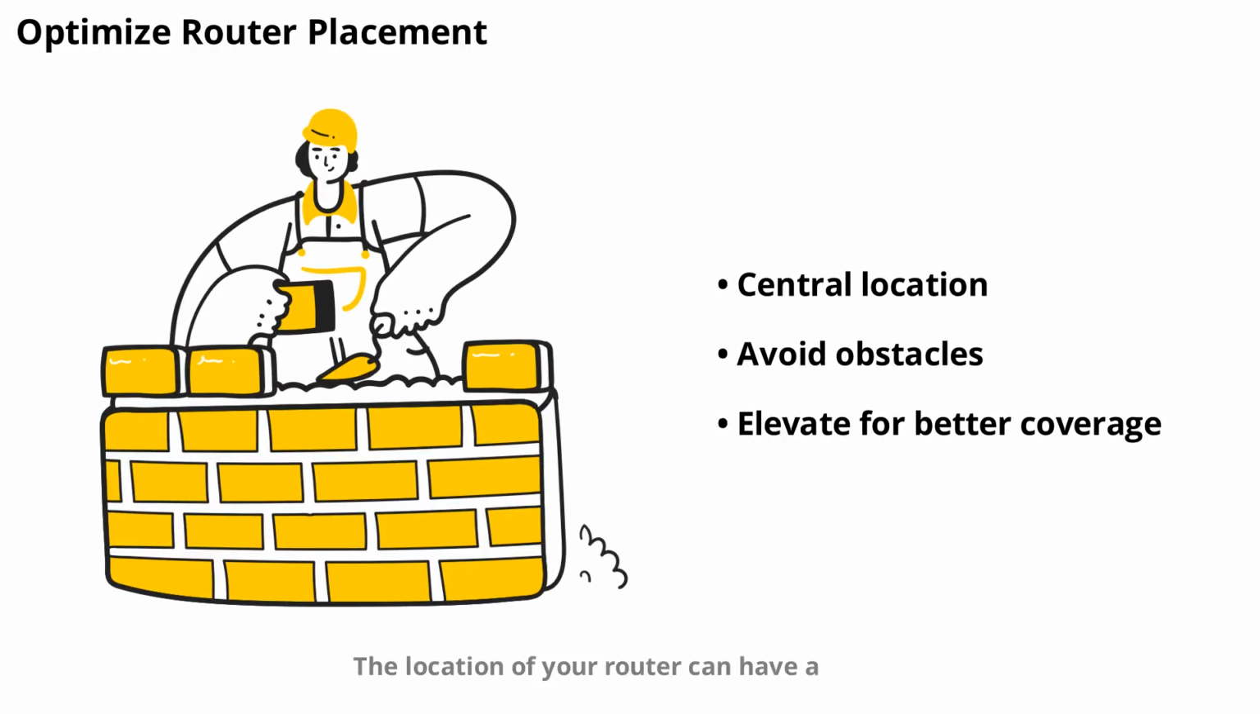The location of your router can have a big impact on your Wi-Fi speed and coverage. Place your router in a central, open area of your home, away from thick walls and electronic devices that could cause interference. Elevating the router on a shelf or table can also help distribute the signal more evenly.